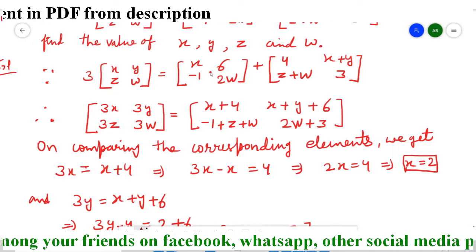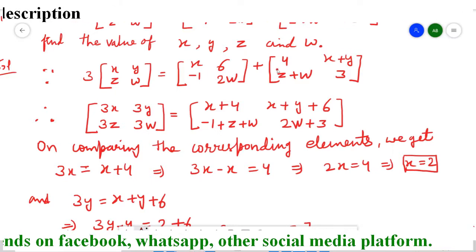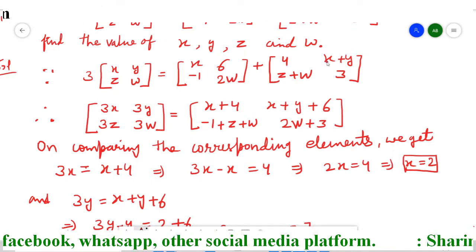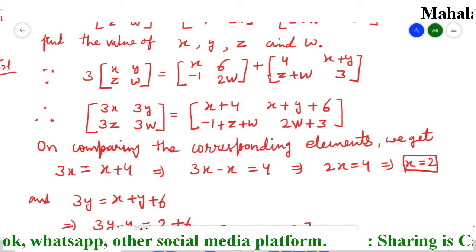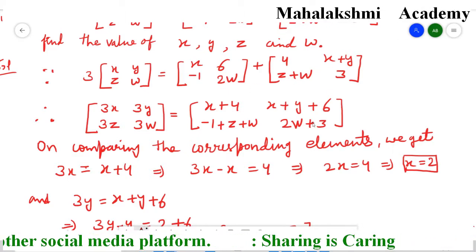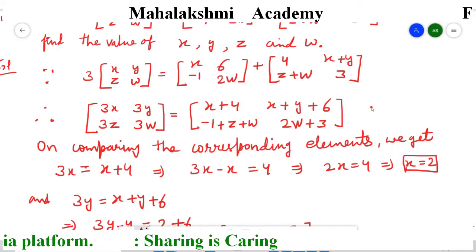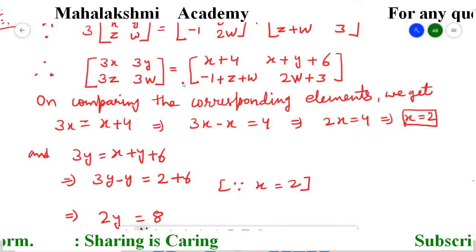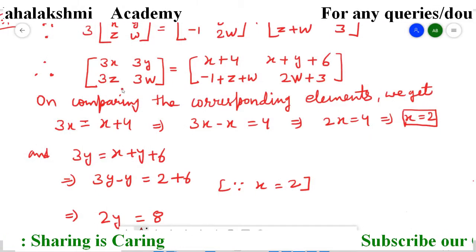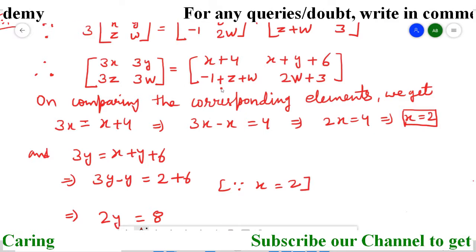To add them, we have to add the corresponding elements of both the matrices. For that I added x plus 4, and then 6 plus x plus y, minus 1 plus z plus w, and 2w plus 3. So I added corresponding elements of the two given matrices on the right hand side. Now in the left side also there is one matrix and in the right side also one matrix. That's why we can compare the corresponding elements.